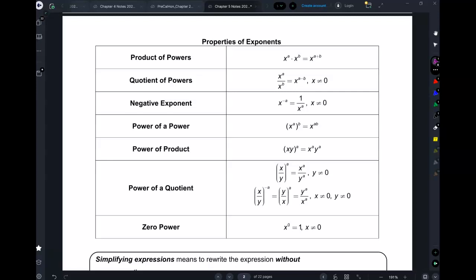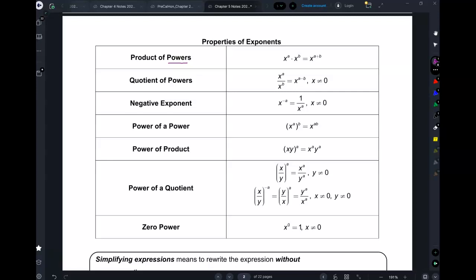Product of powers. So by the way, when we say the word power, x to the a, something to the power of something, that whole thing is a power. The power is not just the exponent, that's an exponent. So if you have a product of powers, you add the exponents. Dividing them, you subtract the exponents. If you have a negative exponent, it's 1 over.